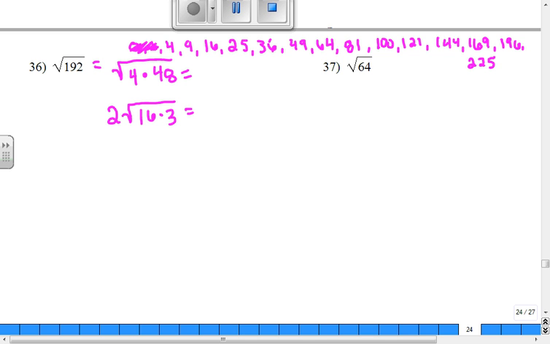So we have 2 on the outside. Now we're going to pull out the square root of 16, which is 4. So 2 times 4, and we have times the square root of 3. Well, we can't split up the square root of 3 anymore. So we have 2 times 4, which is 8, times the square root of 3.